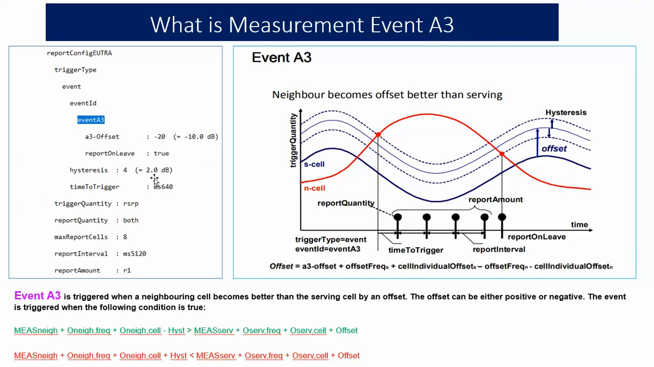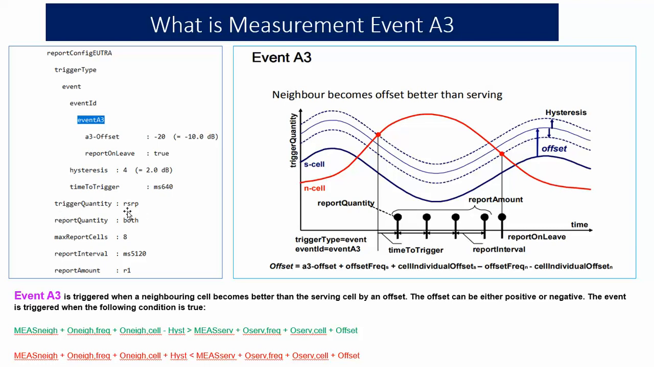is 4, which is equal to 2 dB, and time to trigger is 640 millisecond, trigger quantity RSRP, and report quantity both, max cell 8 and report interval 120 millisecond, report amount 1.